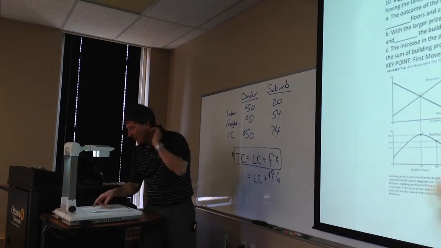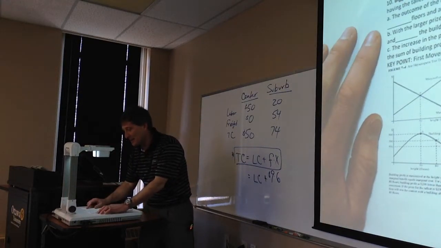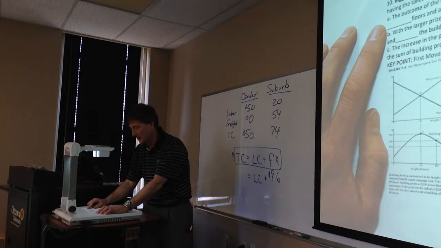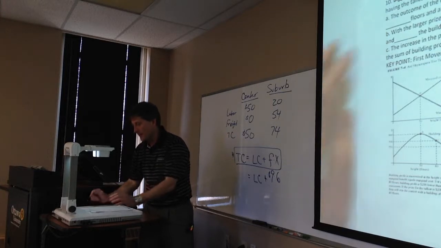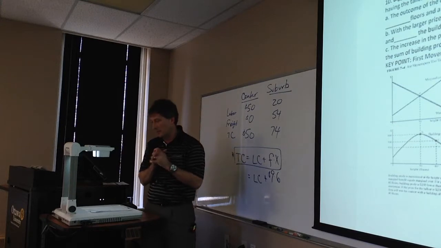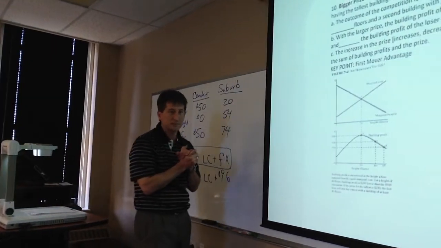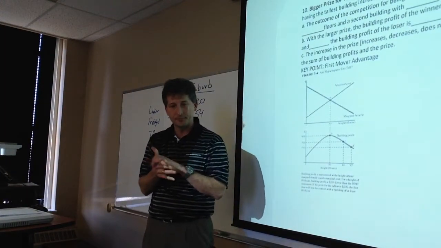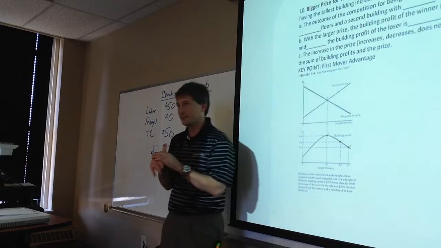Okay, so suppose that the prize for having the tallest building increases from 200 to 350. So all we're doing is taking those numbers and changing it to 350. The outcome of the competition for the tallest building will generate one building with how many floors and a second building with how many floors? 95. And the second building was 50.